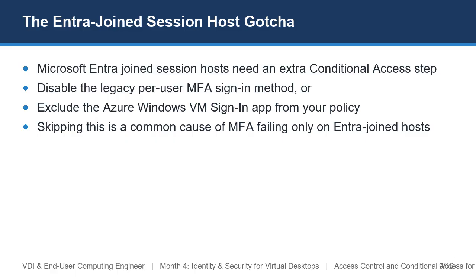There's one more documented gotcha specific to Microsoft Entra join session hosts. For connections to succeed, you either need to disable the legacy per-user multi-factor authentication sign-in method, or, if you want to preserve strong methods like Windows Hello for Business, exclude the Azure Windows VM sign-in app from your conditional access policy. Missing this step is a frequent cause of tickets where MFA works everywhere except on Entra-joined AVD hosts specifically.